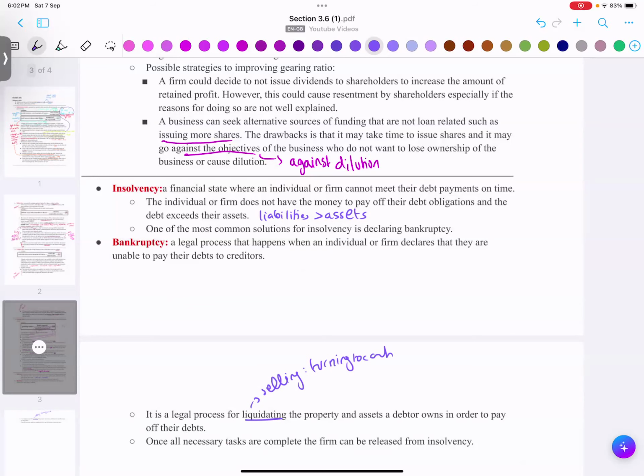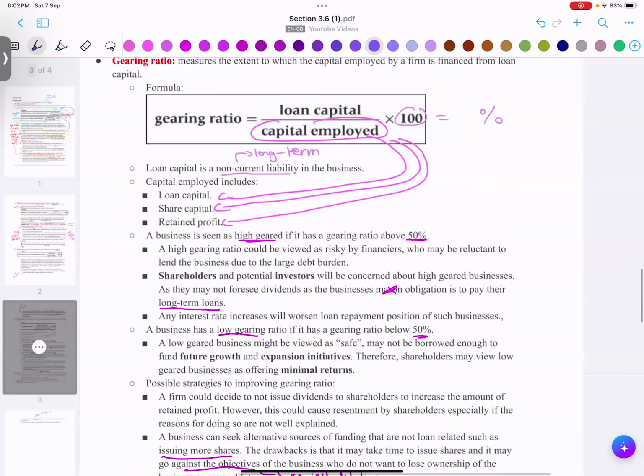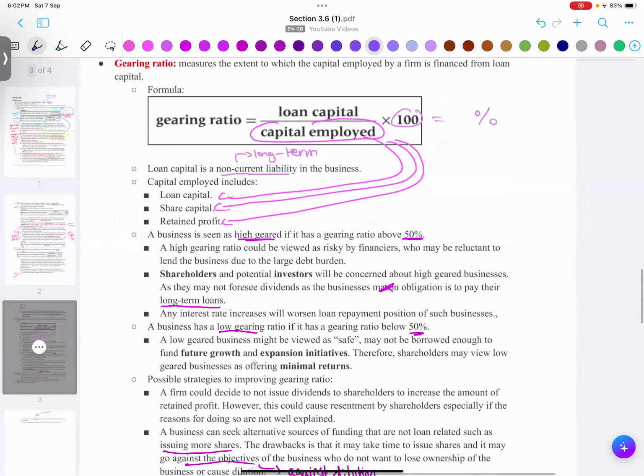That's really it. So basically, when it comes to your gearing ratio, if it's too much, it's risky. If it's too little, it's too safe, right?